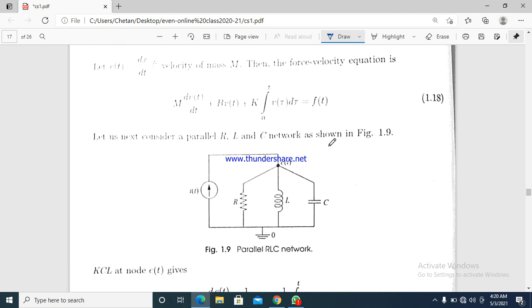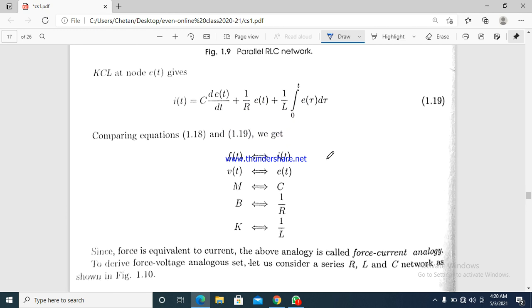Here we will see. Whatever the force F of T is there, you can observe F of T can be represented by I of T, that is like a current source. Next, V of T we can represent. V means voltage source. It can be represented like an electric source E of T. Mass M can be replaced by the capacitor, and dash pot B can be represented by resistance 1 by R. Spring K can be represented by inductor 1 by L.